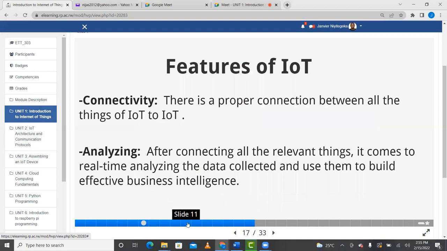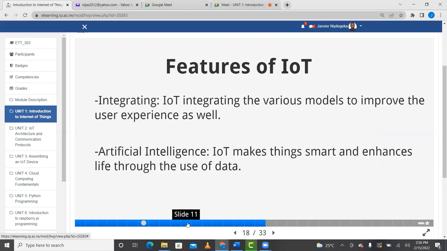Features of IoT. An IoT system must have internet connectivity or network connectivity. So it must allow the things to communicate and share information. There must be analytics capabilities, allowing different physical devices to communicate and share. The analysis allows the system to gather or collect data from the devices, analyze them, and share the insight or information from them with the end users.